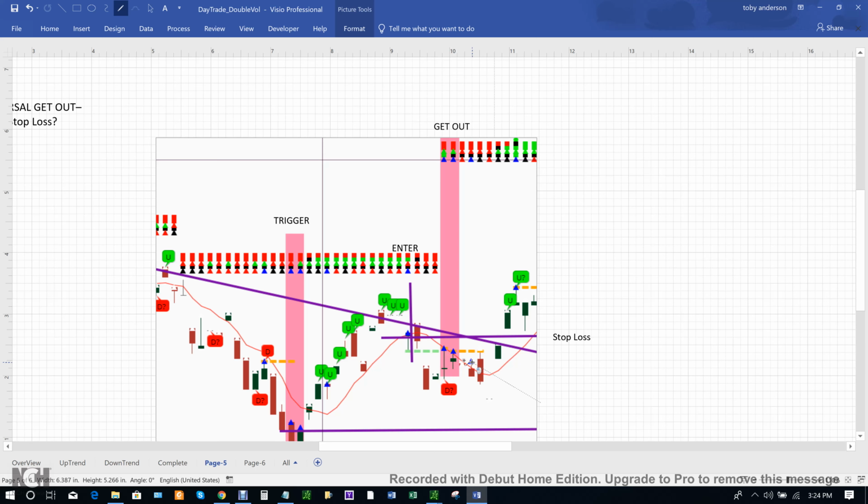Let's see if I can do this. Right there. Right into that line. Right there. Get out. And even if you would have got out right there, you would have made a profit of a few cents. But you wouldn't have lost any money. So you made 3 mistakes, and you still would have made a profit. But let's say that you didn't get out here.